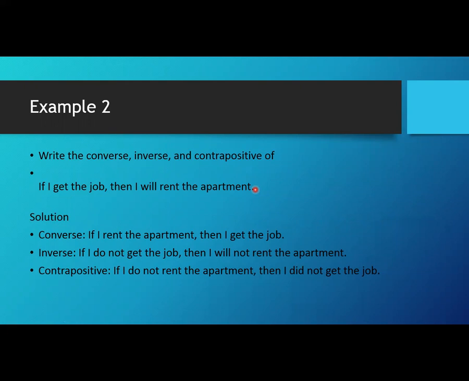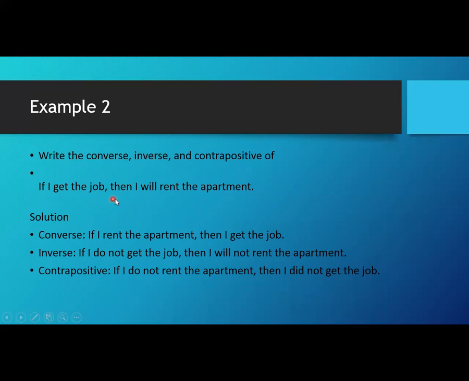So if I get the job, this is our antecedent. I will rent the apartment, this is our consequent. P and Q. To get the converse, the pattern of the converse is Q implies P. So Q comes first. If I rent the apartment, then I get the job. Again, Q implies P. That is the converse.